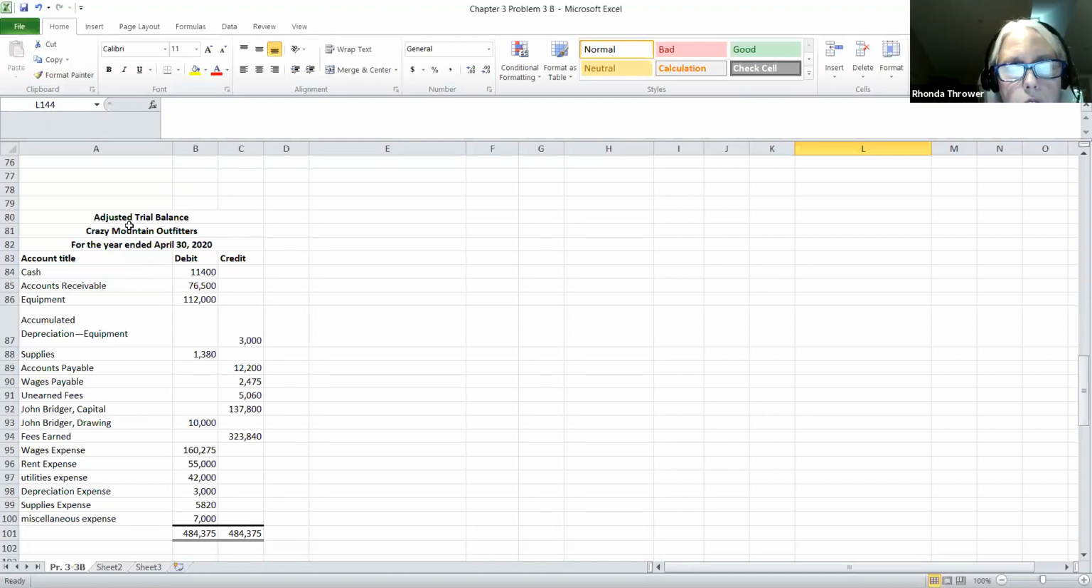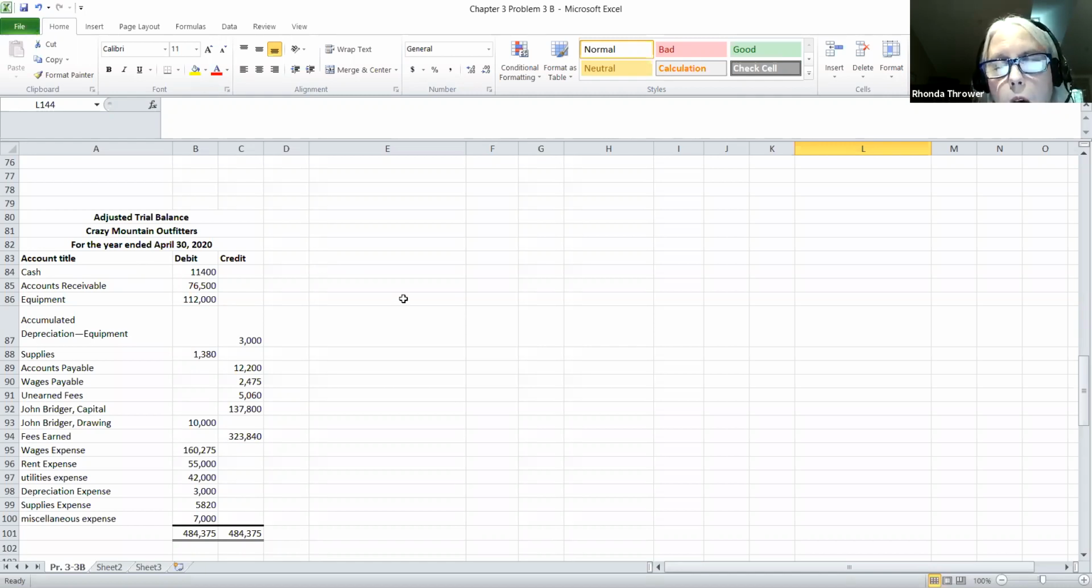The adjusted trial balance is the trial balance after you have posted the adjusting entries to the ledger. So you'll remember when we journalize adjusting entries, we put them in the journal. We copy from the journal to the ledger by a process we call posting. We learned how to do that in chapter 2. It's no different in chapter 3. Posting is always copying from the journal to the ledger.